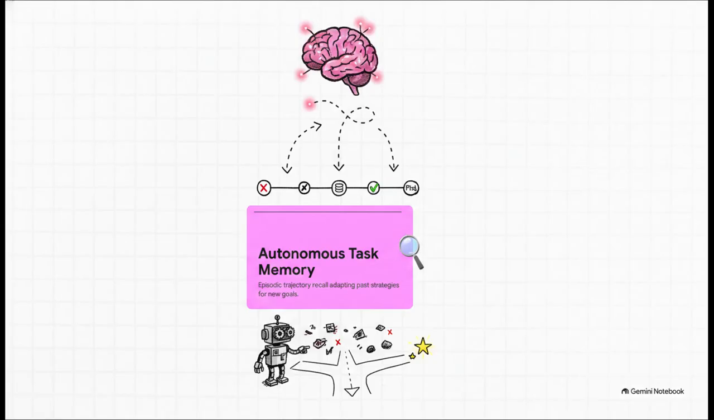Okay, our next flat pattern is autonomous task memory. And this is where things get truly autonomous. This pattern gives agents what we call episodic trajectory recall. Essentially, before the AI even attempts a new multi-step goal, it searches its memory for similar past tasks. It creates an experience-based planning system. This means the agent finally stops repeating its past mistakes and actually adapts proven strategies for new goals.